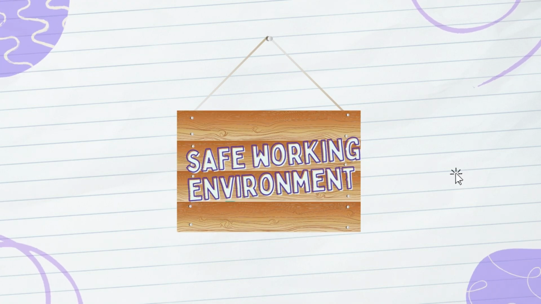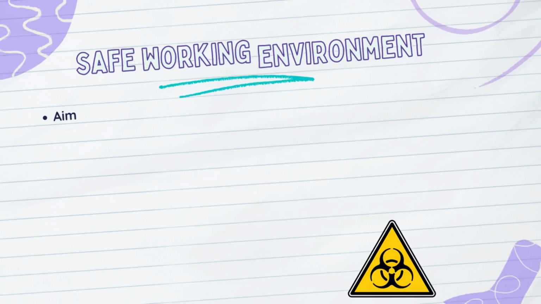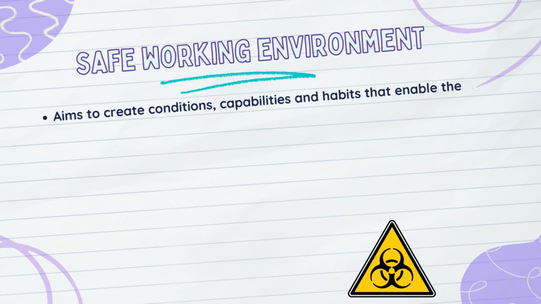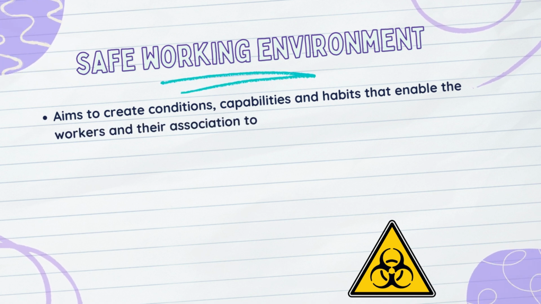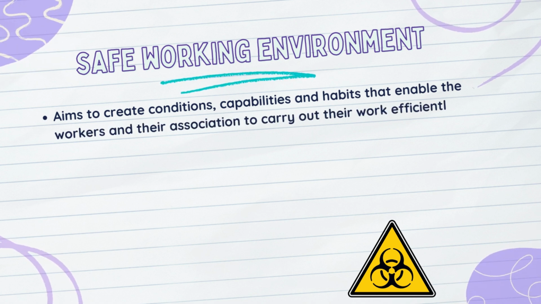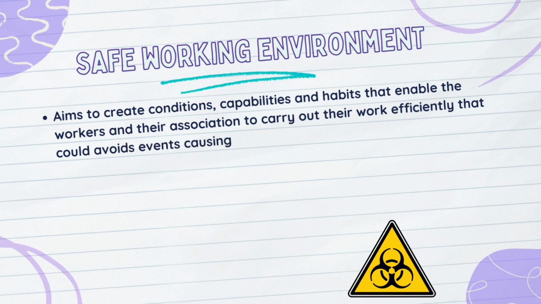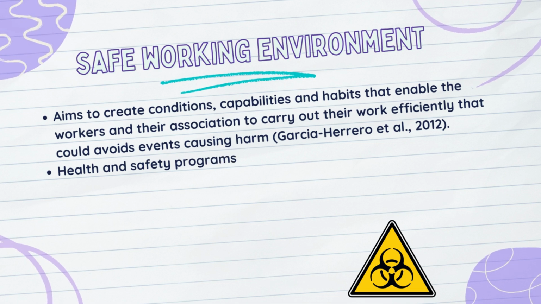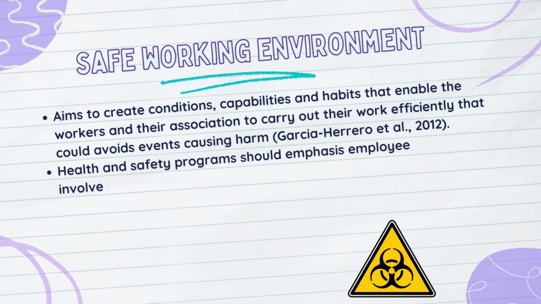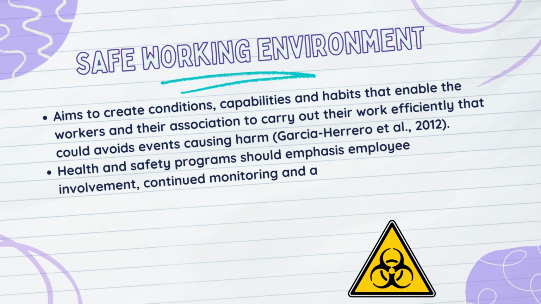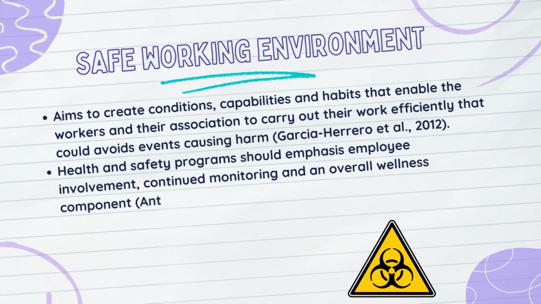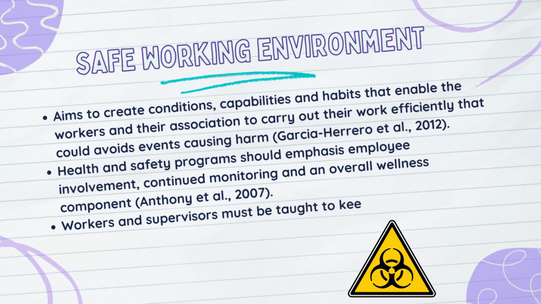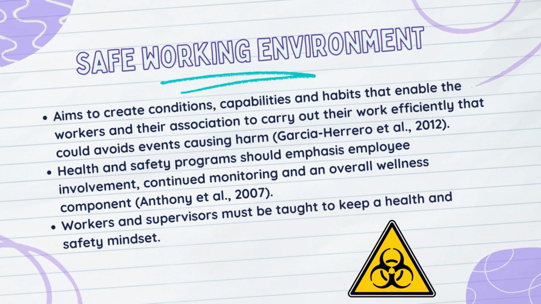Next is safe working environment. Safe working environment aims to create conditions, capabilities, and habits that enable the workers and their association to carry out their work efficiently that could avoid events causing harm. Health and safety program should emphasize employee involvement, continued monitoring, and an overall wellness component. Workers and supervisors must be taught to keep a health and safety mindset.